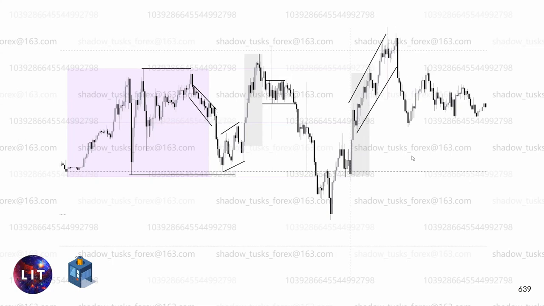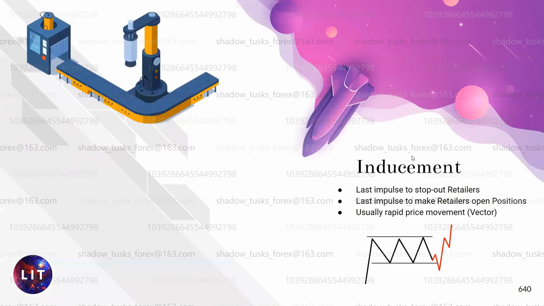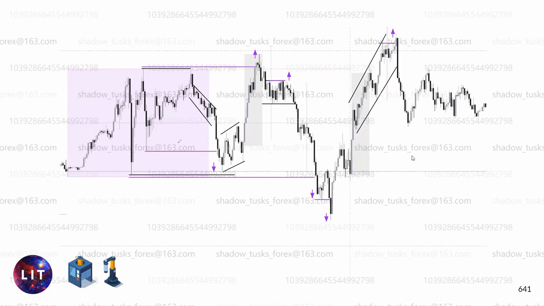Let's go into our inducements next. Last impulse to stop out the retailers, last impulse to make retailers open positions, and usually rapid price movement. That's obviously our vectors. So these inducements should be pretty straightforward. We've got our inducement low, but what does this also create? Equal lows. So this right here is probably not to be traded.